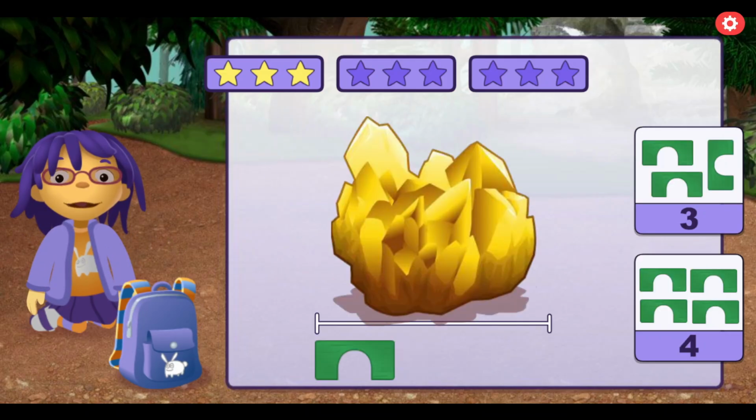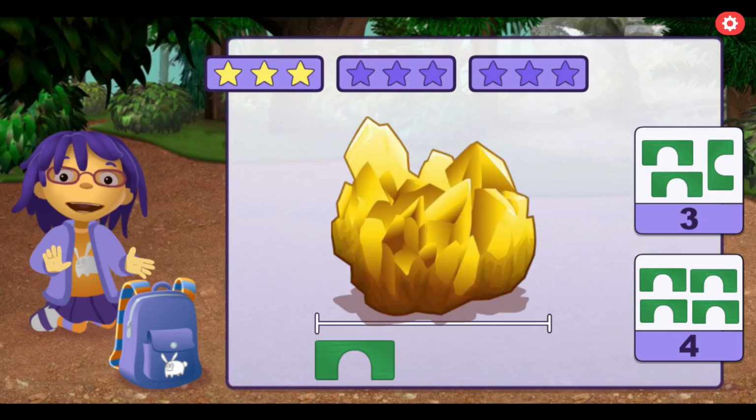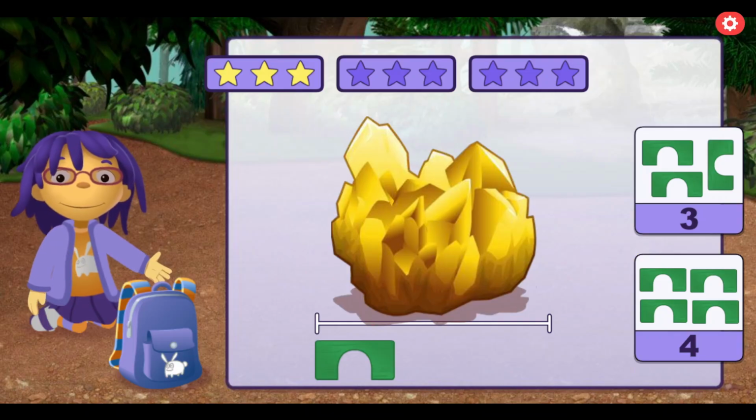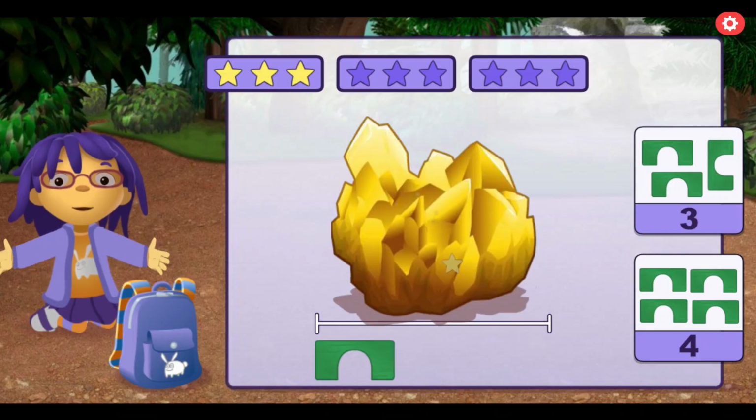How many blocks long is this rock? 4. 1, 2, 3, 4. Almost. Try again. 1, 2, 3. That's right.